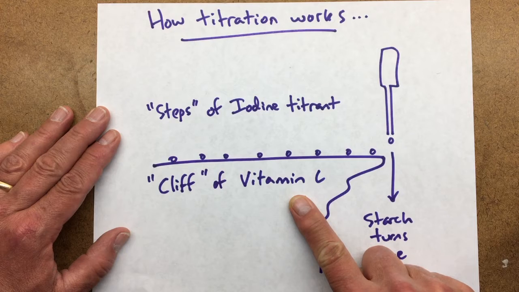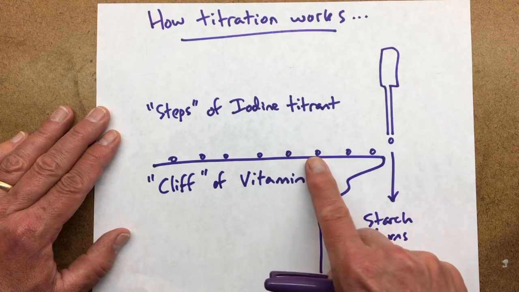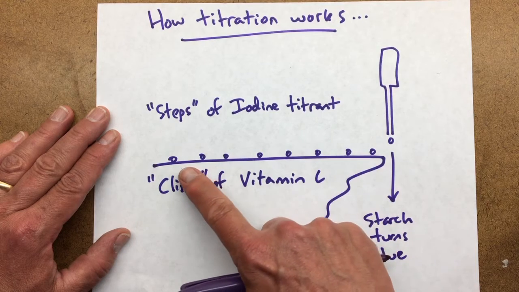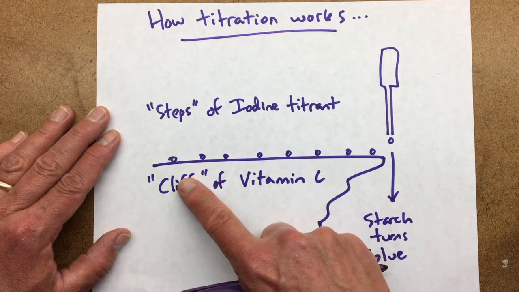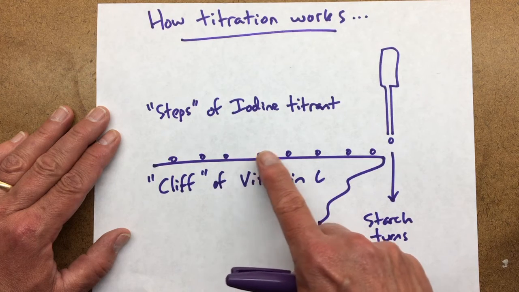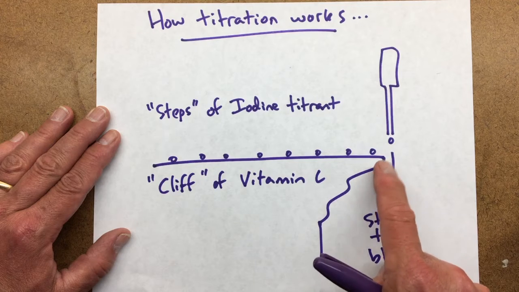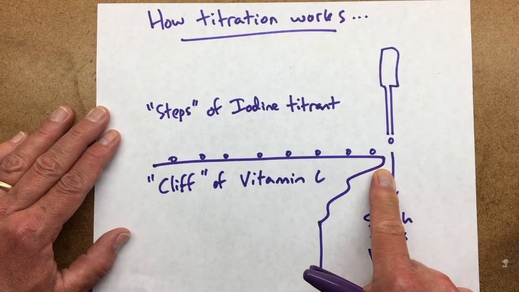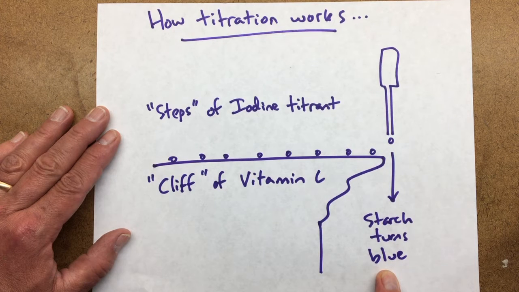Now to find out, what we're going to do is add some drops of iodine solution, the titrant. Each drop that's added to the vitamin C reacts with the vitamin C and reduces the amount of vitamin C a little bit at a time, like walking towards the edge of the cliff. The thing is, we don't know where the edge of the cliff is, so in order to find it, we have to add an excess amount of the iodine.